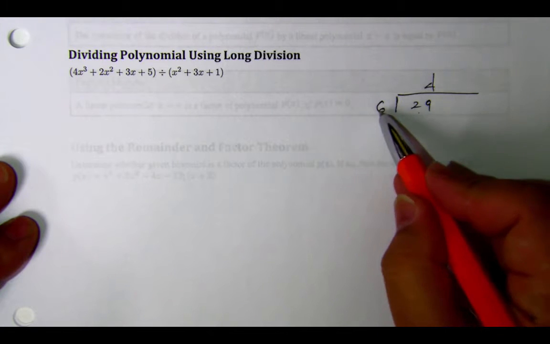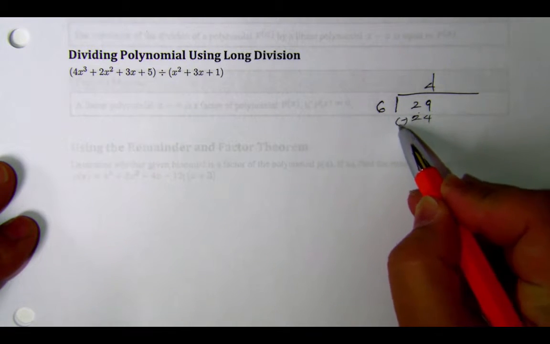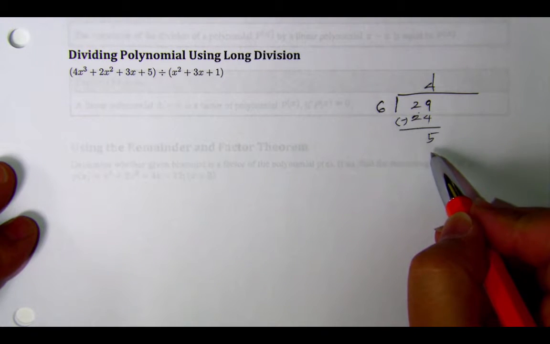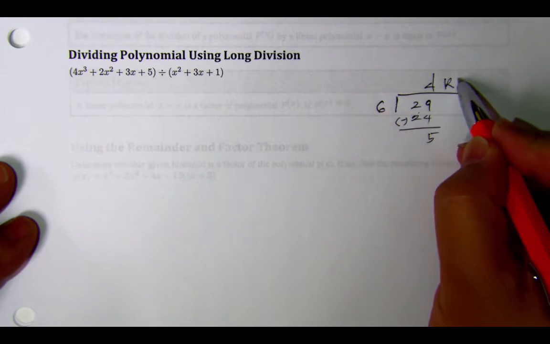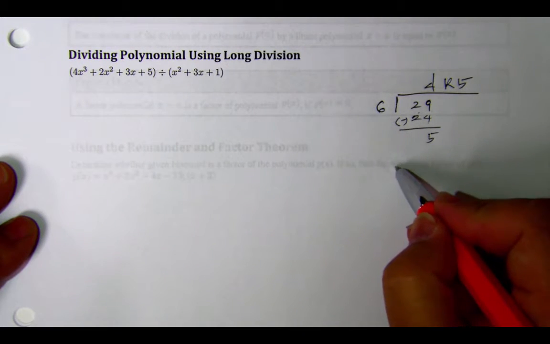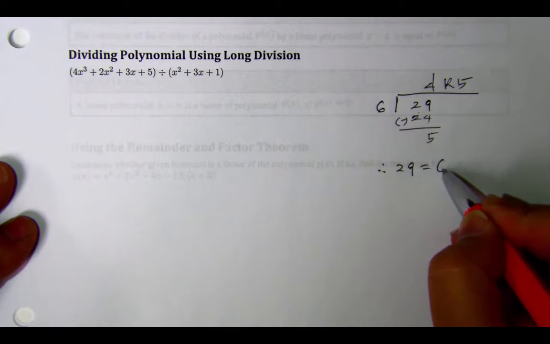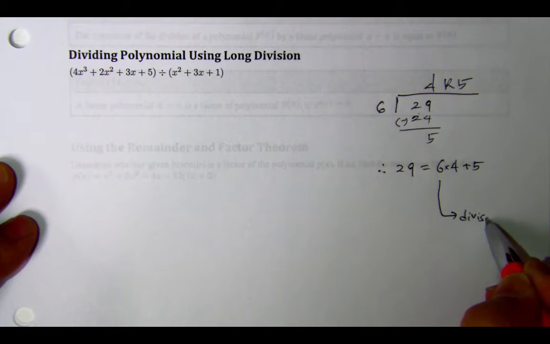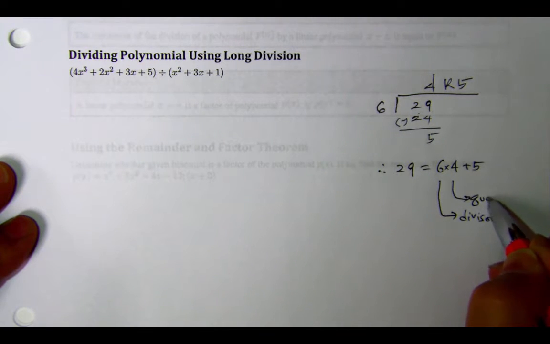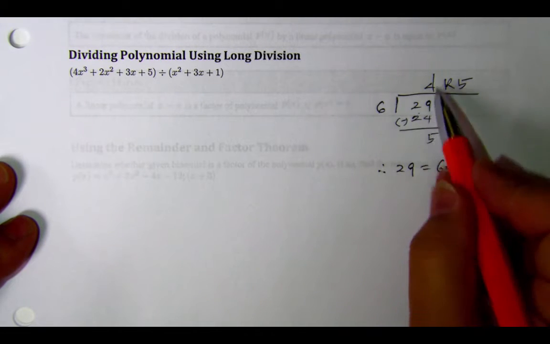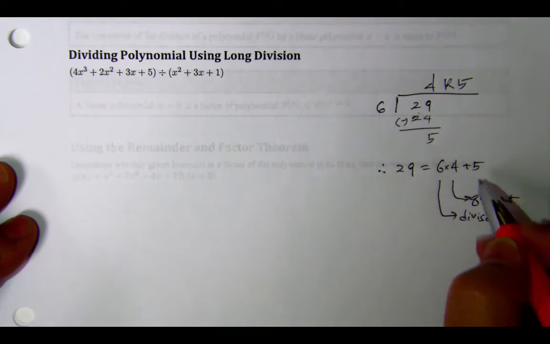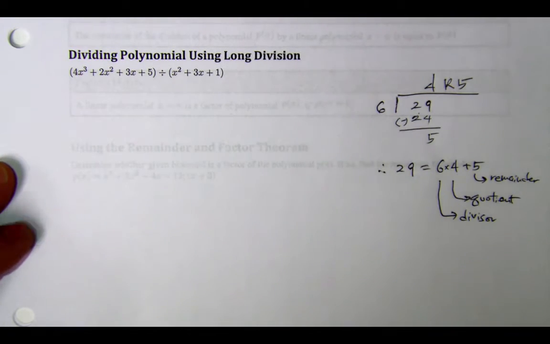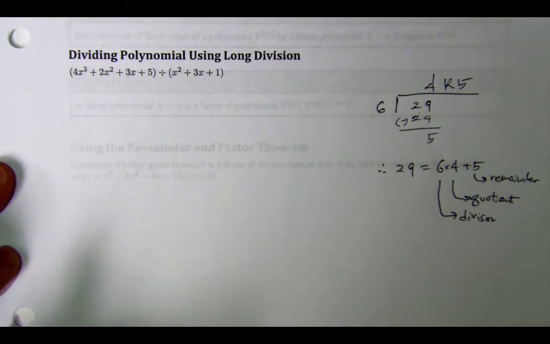When you do that, 6 times 4 is 24, and then we would subtract, don't we? And that is 5. Does 6 go into 5? Answer is no, so my remainder is 5. So what we could say is, therefore, 29 is equal to 6 times 4 plus 5. So this right here is the divisor, and this here is the quotient. Quotient is the value that you get, the number of times the divisor goes into a number, and that right there is the remainder.